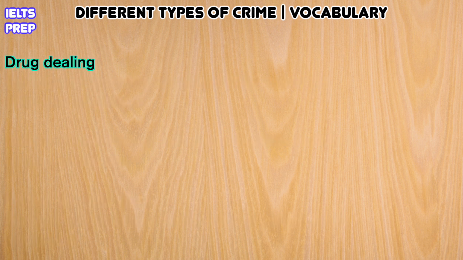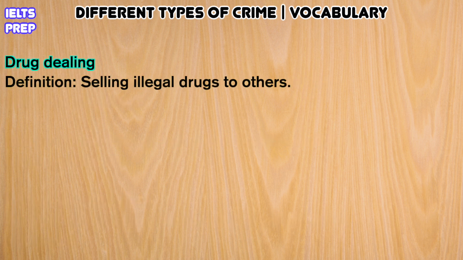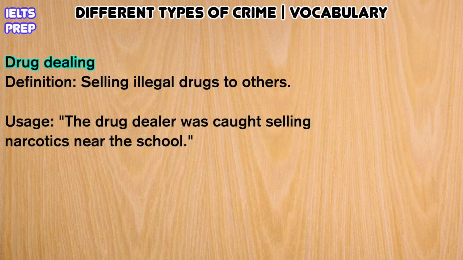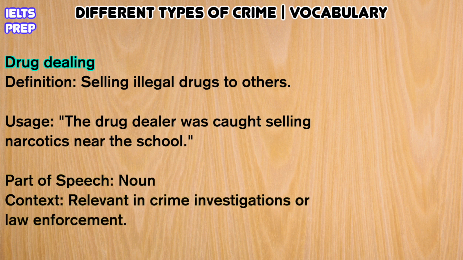Drug dealing. Definition: selling illegal drugs to others. Usage: the drug dealer was caught selling narcotics near the school. Part of speech. Noun. Context: relevant in crime investigations or law enforcement.